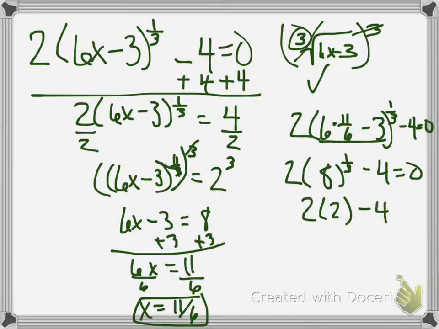2 times 2 is 4. 4 minus 4 is 0, which is what I wanted everything to equal. So yes, I did all my work correct. And yes, I could get a fraction answer. Anyways, I digress. Let's see here.